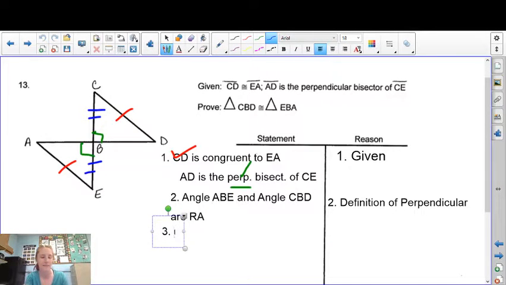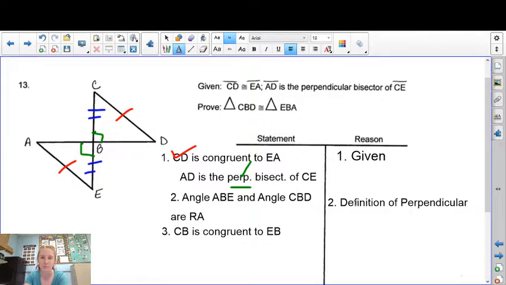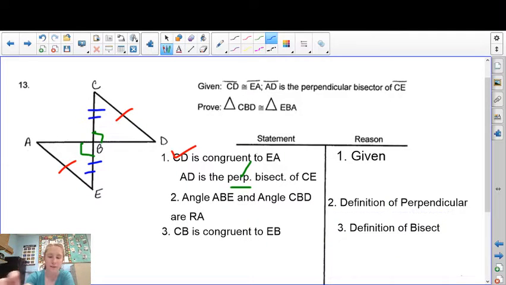It says that CB is congruent to EB. Again, we want our congruent pieces to stay. Since I want B to be congruent to B, I need to put him second. So then over here, that is the definition of bisect. Now, we've shown that we have our bisect.